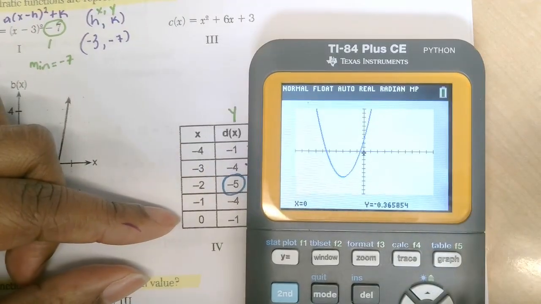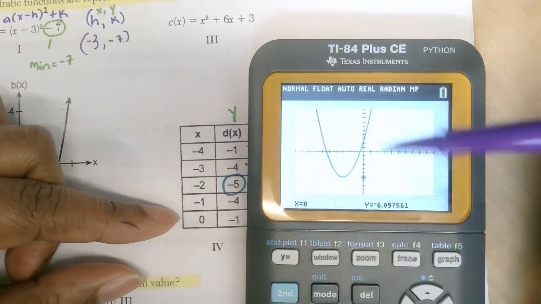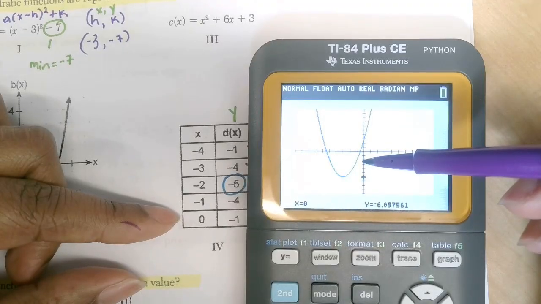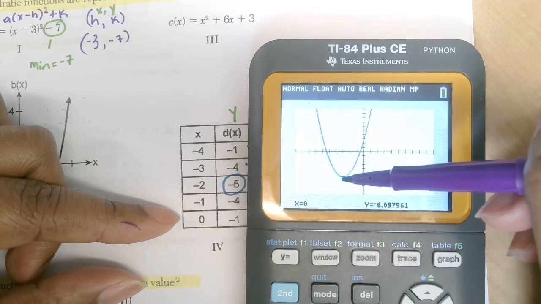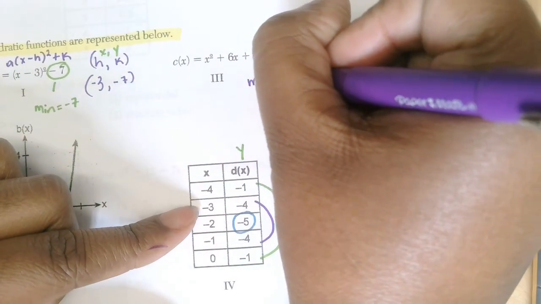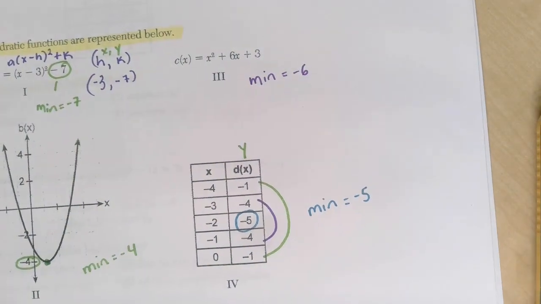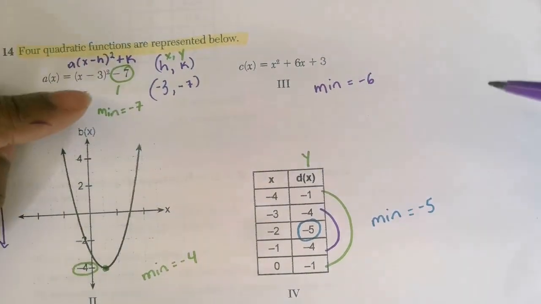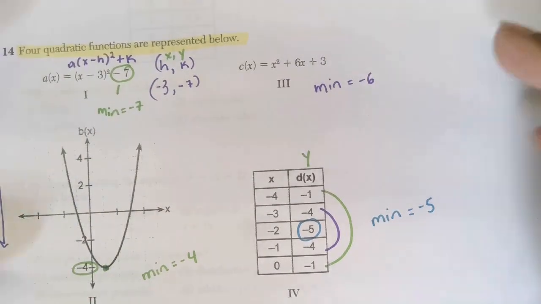You either can use the arrow here to point and tell you what point it is, or if you want to count, negative 1, negative 2, negative 3, negative 4, negative 5, negative 6, realize that it's connected to negative 6. So the minimum for this is negative 6. So we have our minimum values. So one is negative 7, negative 4, negative 5, and negative 6.